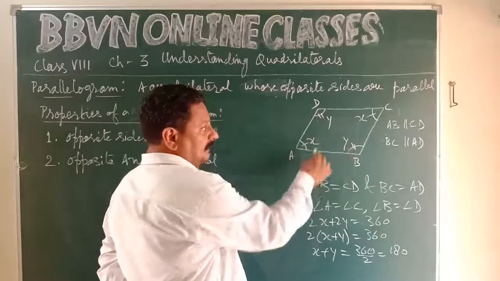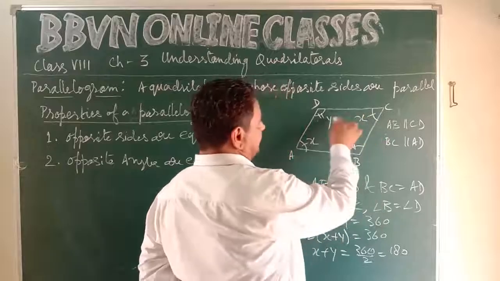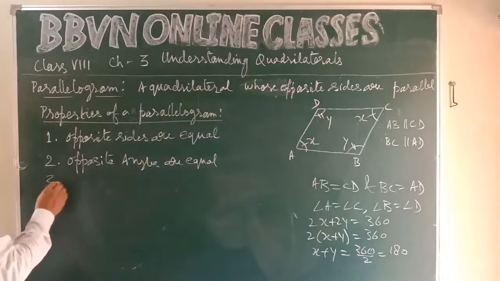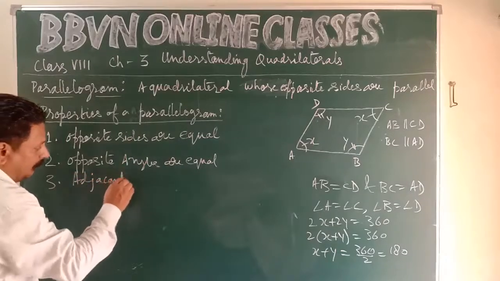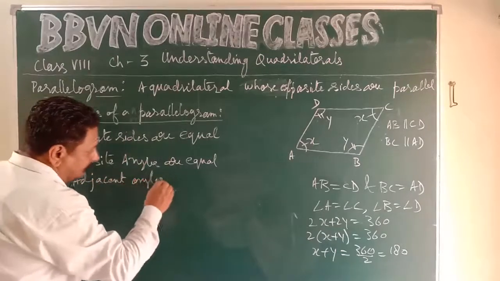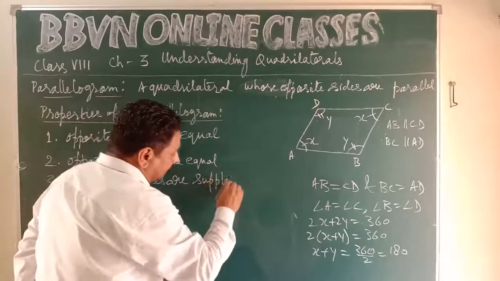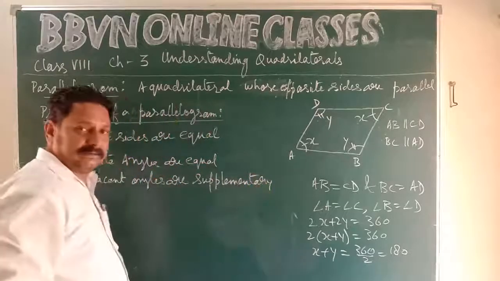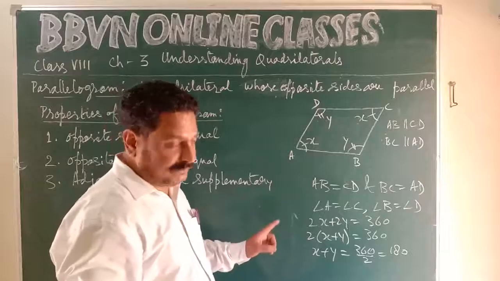Now what are x and y? They are adjacent angles. x plus y equal to 180 degrees. So what do we understand? Third property. Adjacent angles are supplementary. Supplementary means that the sum is always 180 degrees. Hope you understood this property.